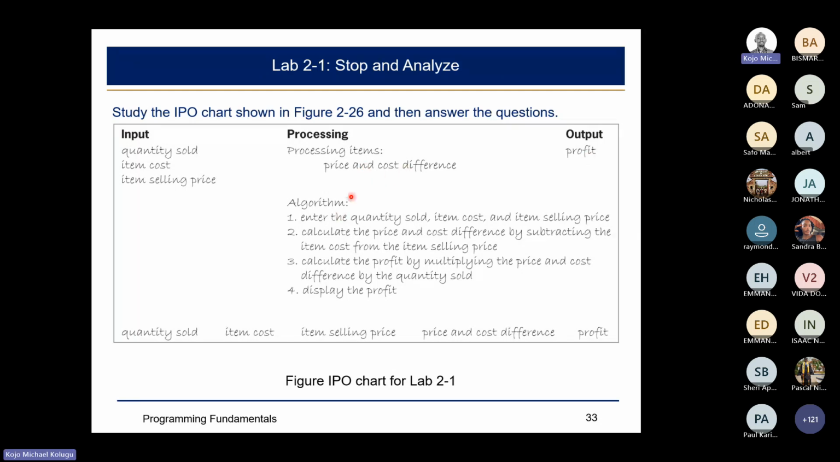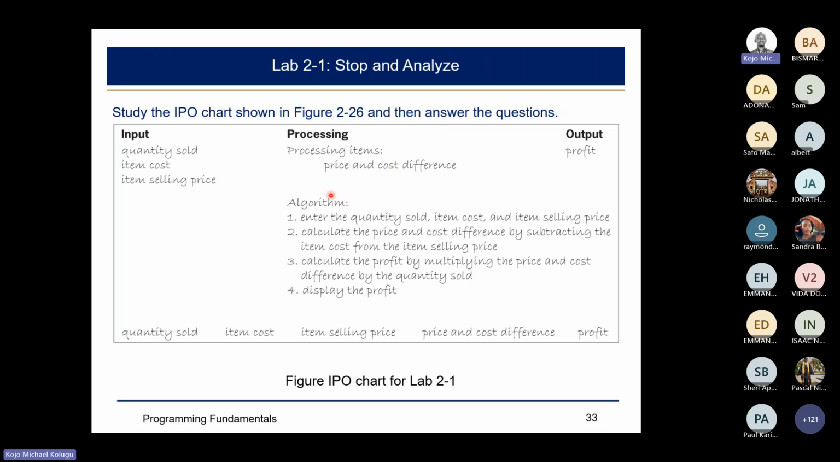First, price and cost difference. It means you find the difference between the price of the item and the cost of the item itself. That will give you the difference, right?